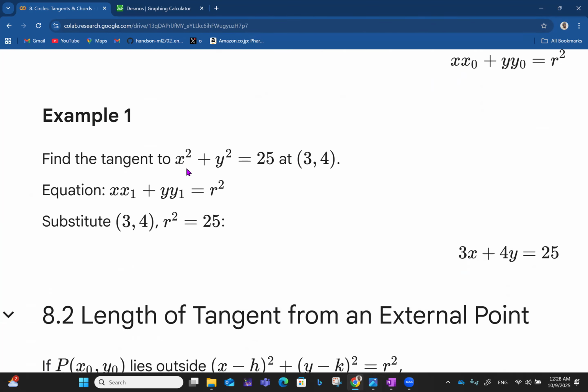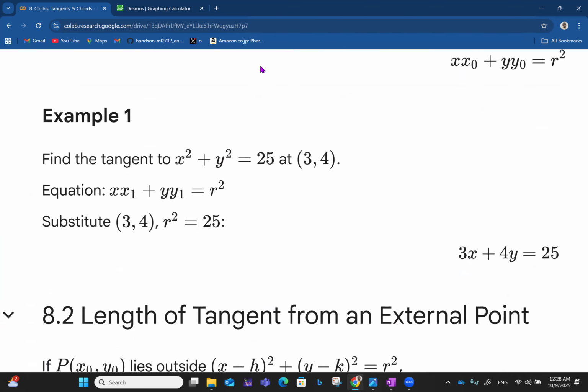Find the tangent to x squared plus y squared equals 25 at (3, 4). So we know the equation is x x1 plus y y1 equals r squared. x1 is 3, y1 is 4. So we just have x times 3 plus y times 4 equals the radius squared, which is 25 for sure. So that's 3x plus 4y equals 25.